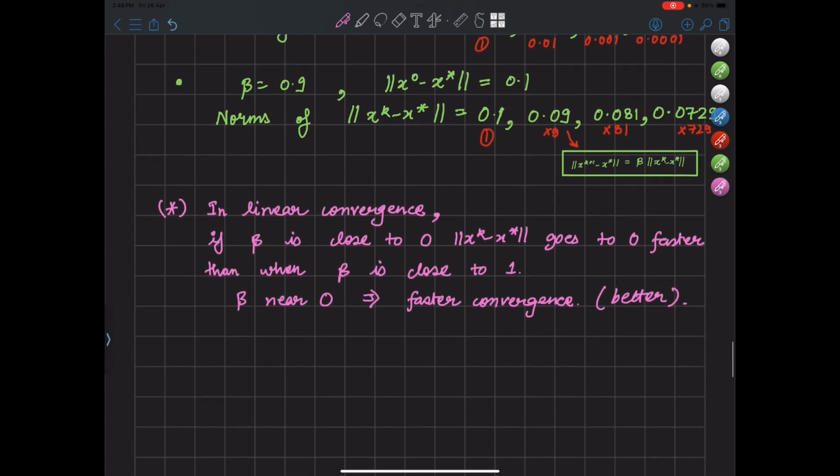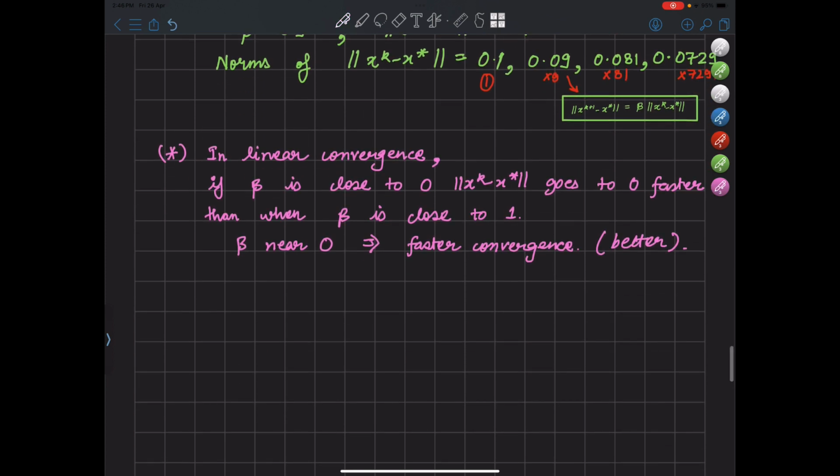There are several other types of convergence. The second one is quadratic convergence.